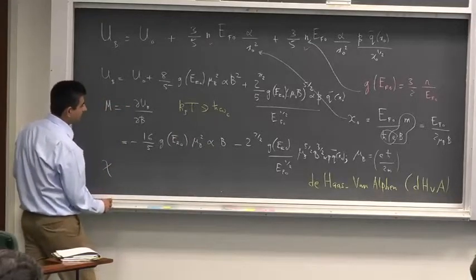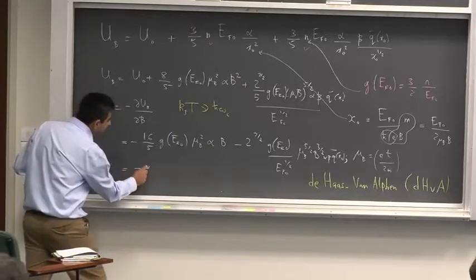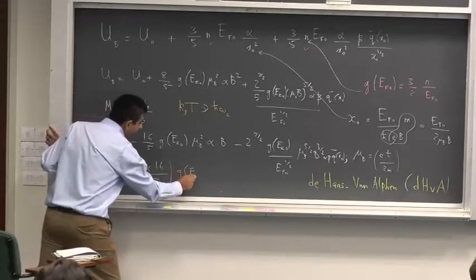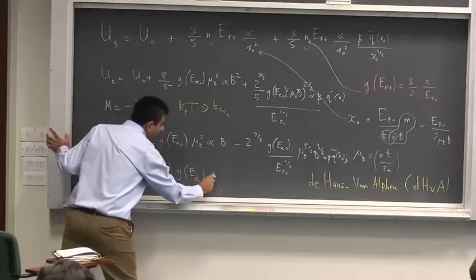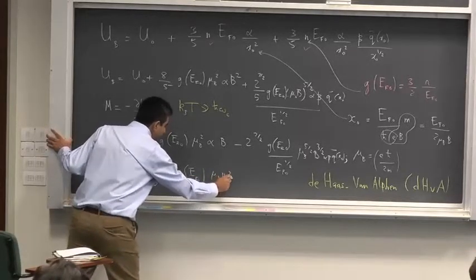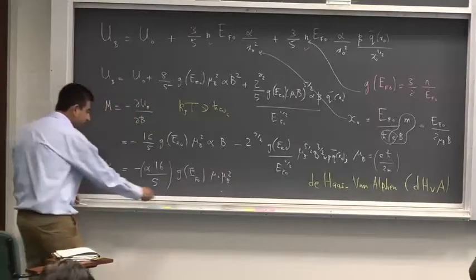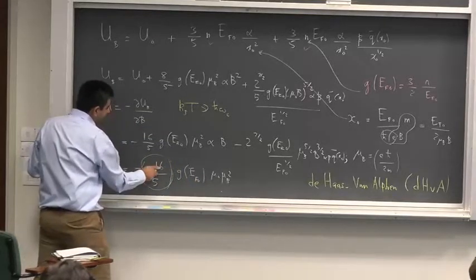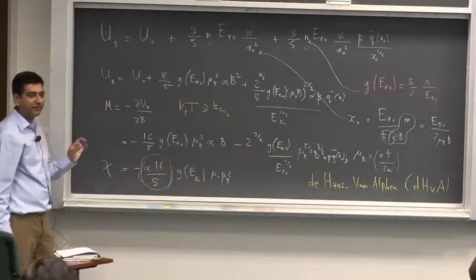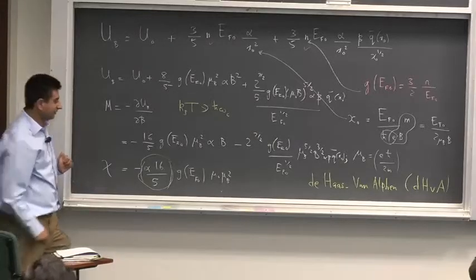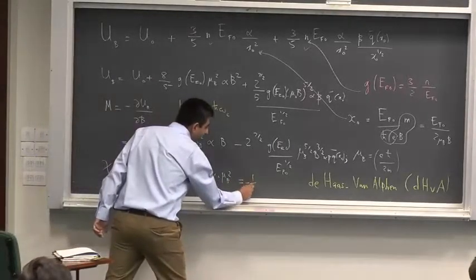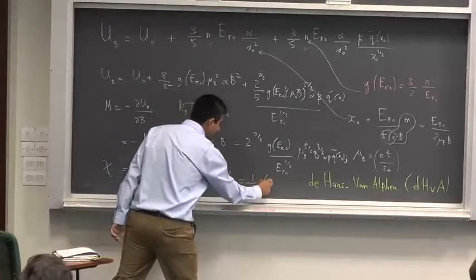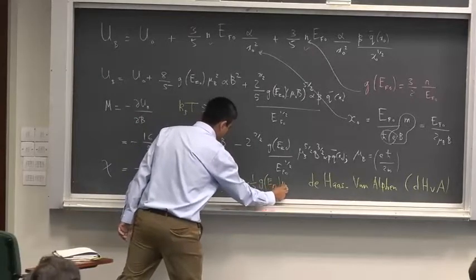then I'm left with minus alpha 16 over 5 G E F naught mu naught mu B squared. And if you look at this factor over here, this is 1.6 divided by 5, which is 0.333, 1 over 3. This is minus 1 over 3 G E F naught mu B squared.